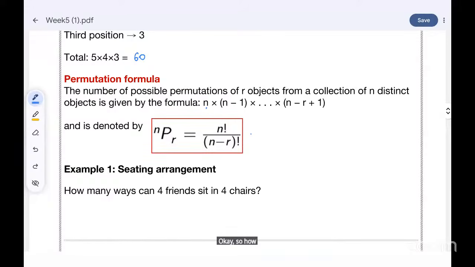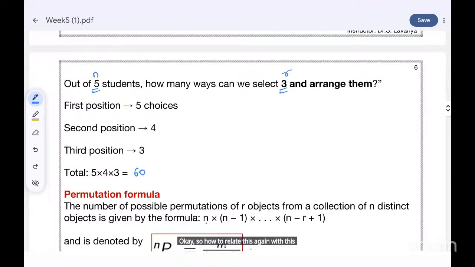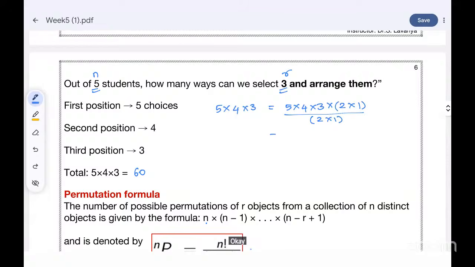So how do we relate this with whatever we have done? What we already have as an answer is 5 into 4 into 3. Now how can I relate it with the formula given below? I'm going to multiply and divide with this part. So what is the numerator here? 5 factorial. And what is the denominator here? 2 factorial.